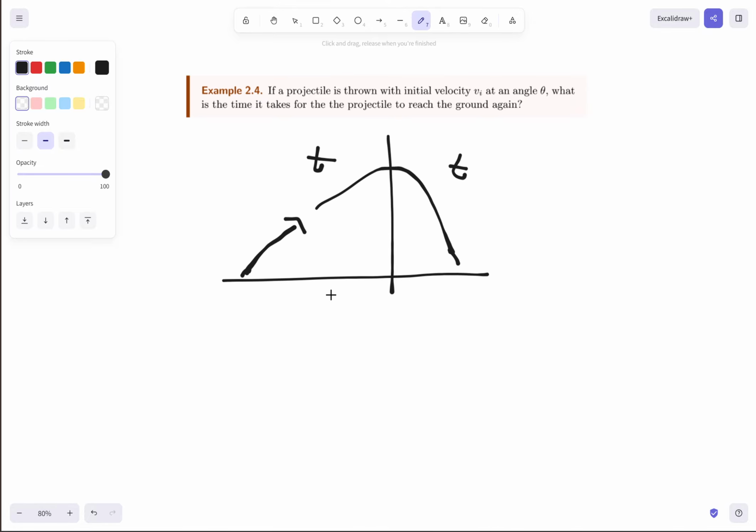Now the time it takes to go up is the same. So what is the time it takes to go from 0 to the peak? At the peak, vf equals 0. The velocity at the peak is 0, and it starts with an initial velocity of v sine theta, minus gt. That's the equation, by the way.